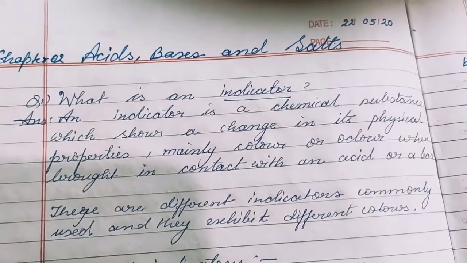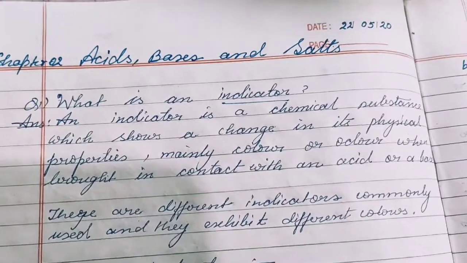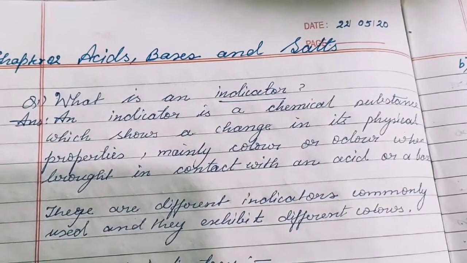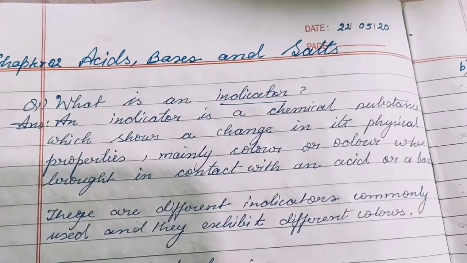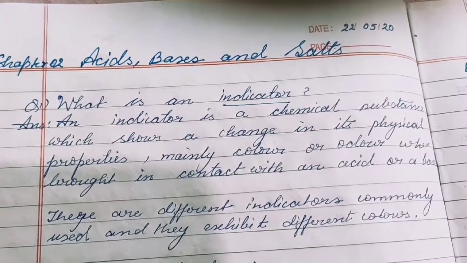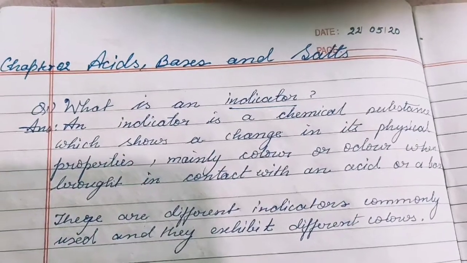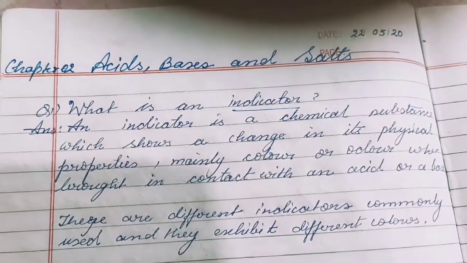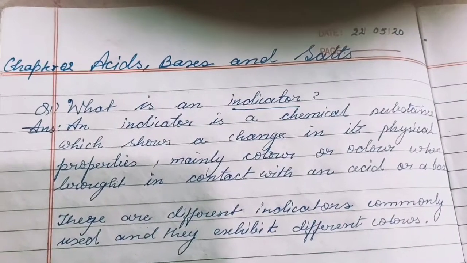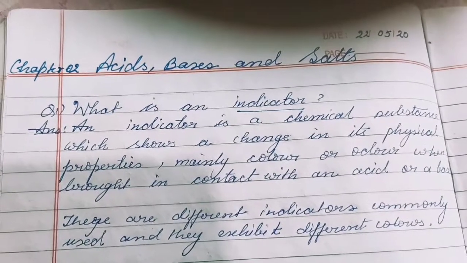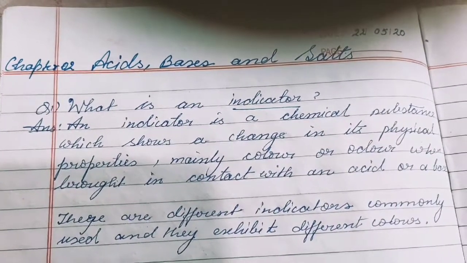Hello students, again this is a new lecture for you all for class 10, that is acids, bases and salts, which is the second chapter from chemistry. Students, in this chapter you have to learn about acids, its physical property and chemical property, same with bases, and in last you will study about some salts and its properties, preparation and uses.